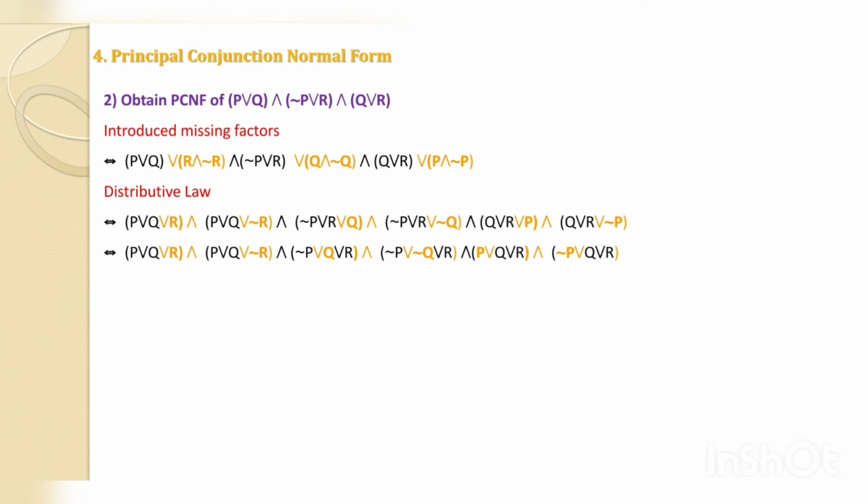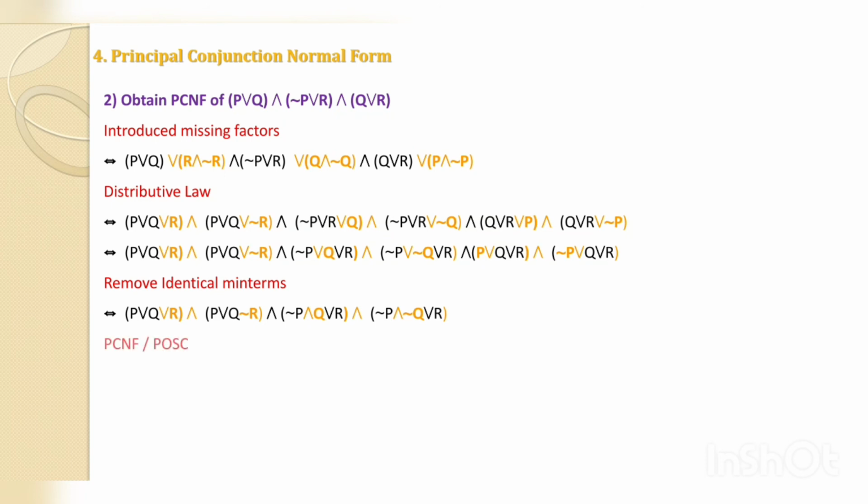As per the fifth rule, remove the identical terms. Now here we have two identical terms: P or Q or R, and the second is not P or Q or R. After removing these identical terms, finally it is (P or Q or R) and (P or Q or not R) and (not P or Q or R) and (not P or not Q or R). That is the final PCNF, that is the product of sum canonical form.